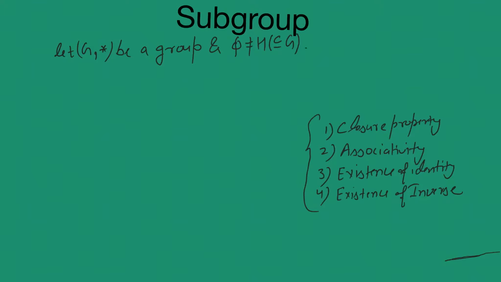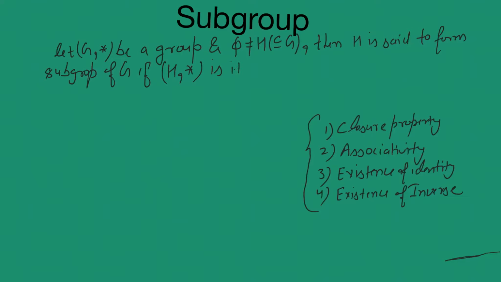Then H is said to form a subgroup of G if H with respect to binary operation star is itself a group. And we know if H will be a group, then H with respect to the binary operation will be satisfying all these 4 properties.